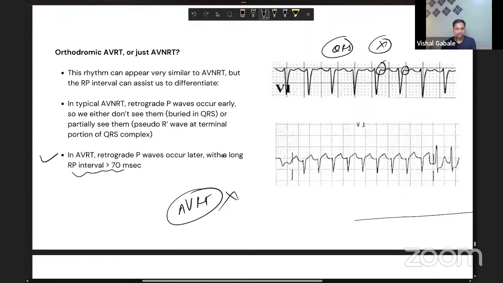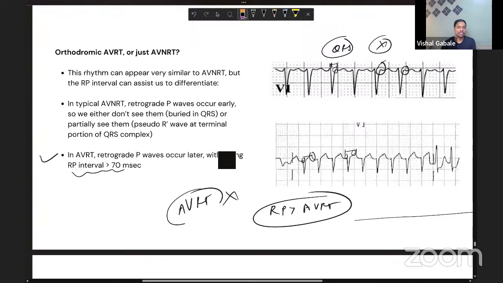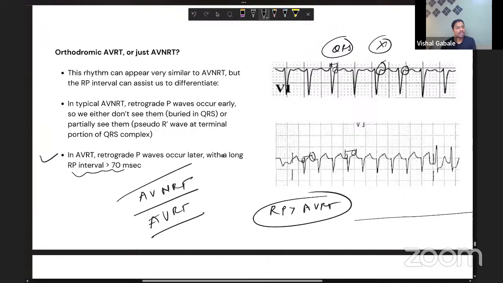Suppose this is your R wave and this is your P wave. So this is R, this is P. This is quite prolonged. Talking about here, this is your P wave, this is your R wave. It is quite closer. So RP is prolonged in AVRT. This is a classic, basic difference between AVRT versus AVNRT. But knowing this difference is not required. Why? Because treatment of both of them is the same.